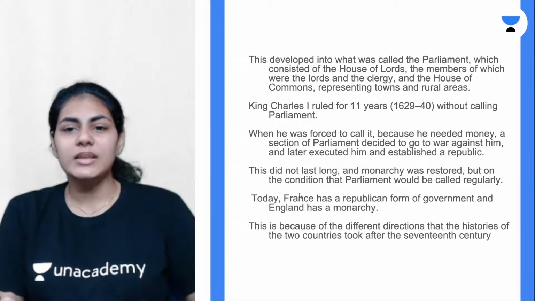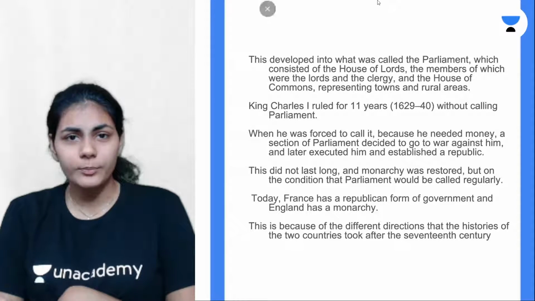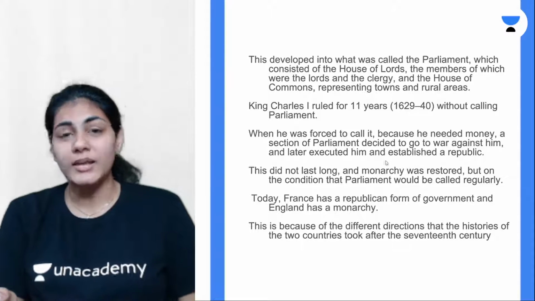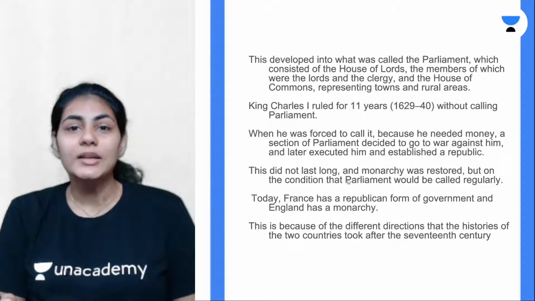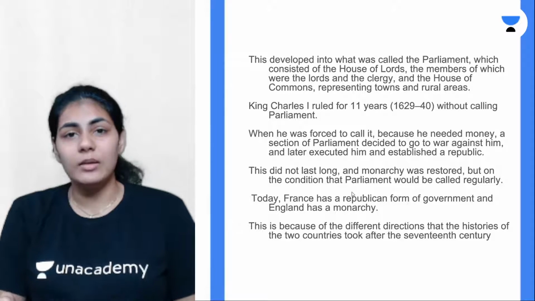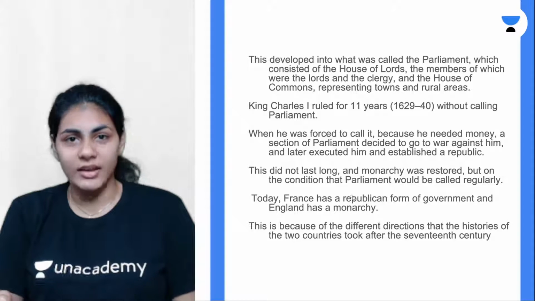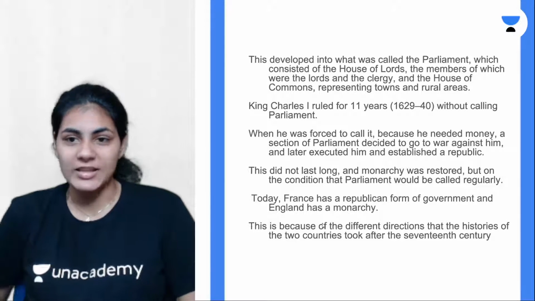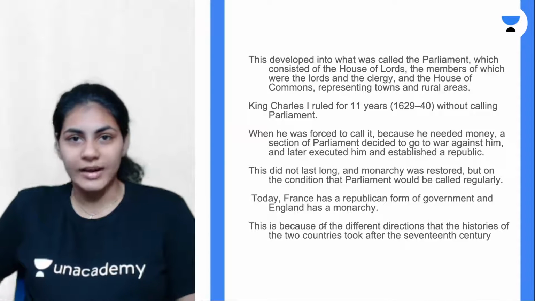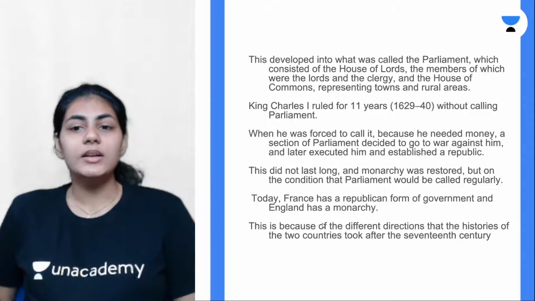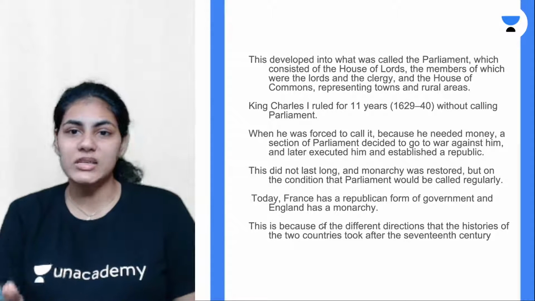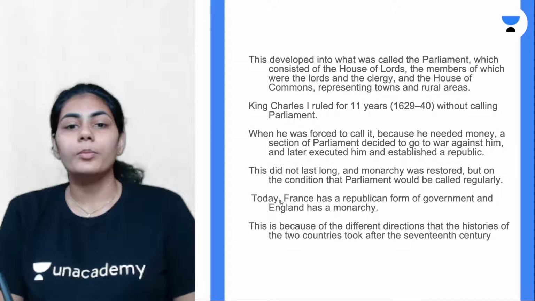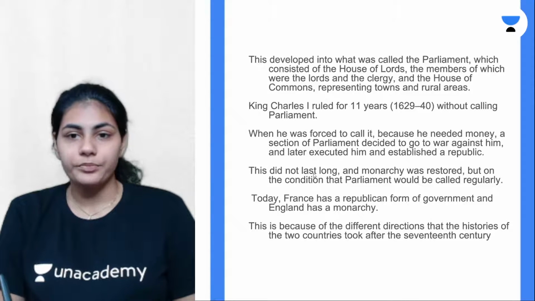However, this republic did not last long. Soon enough the monarchy was restored, but with one condition: that parliament sessions should be conducted very regularly, like once a year. Nobody should postpone or cancel them. They should definitely be conducted. That's the condition on which the monarchy was restored. So that's the England scene.